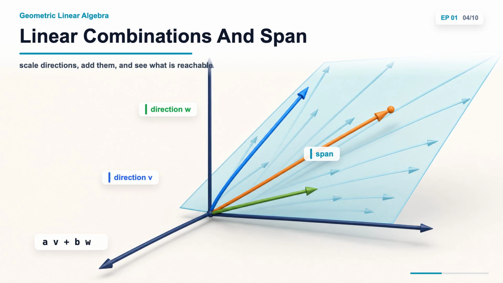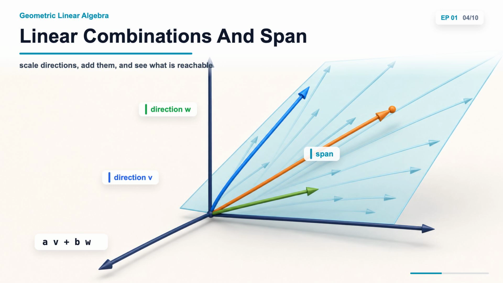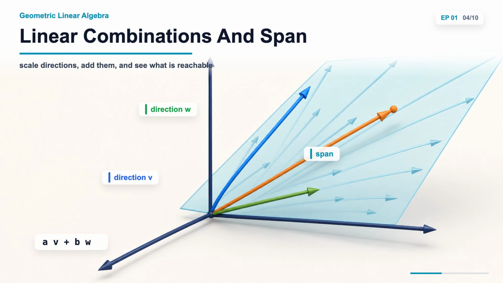If you allow all possible choices of the numbers a and b, you get the span of those vectors. Two independent directions in the plane span the whole plane. Two directions that point along the same line only span that line. This idea appears everywhere. Reachable points, possible outputs, data subspaces, and solution sets all begin with span.